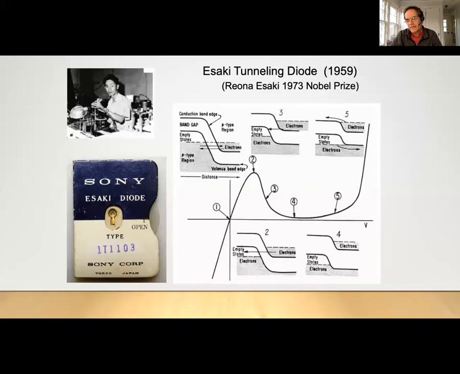Okay. This process and this resonance, they're the basis of something called an Esaki tunneling diode, which was developed in 1959 by Leo Esaki. And he won the Nobel Prize for this in 1973. Esaki was a Japanese physicist. I think he might still be alive. And eventually it became a commercial device.